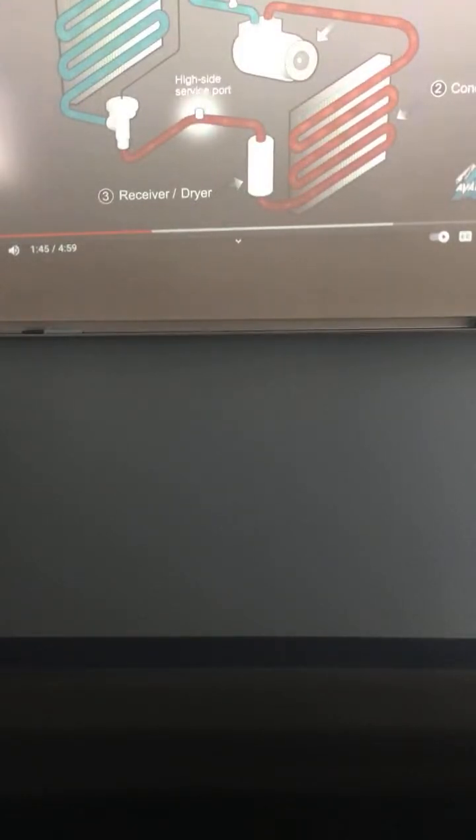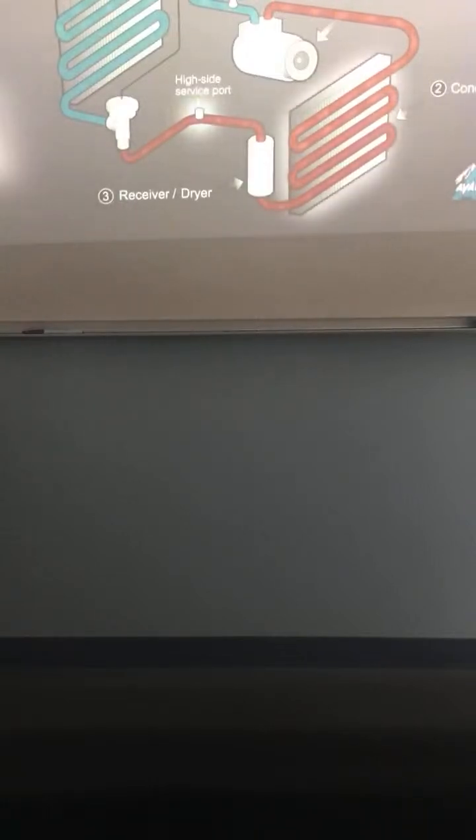The high side service port is located here, between the condenser and the expansion valve or orifice tube.